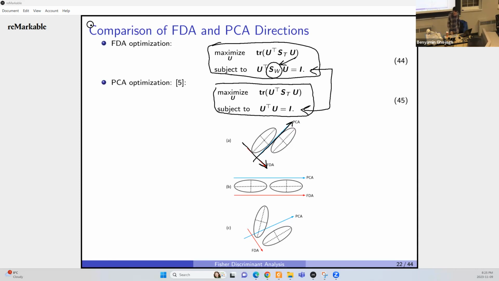In figure B, interestingly, they become equivalent to each other. This is the direction of variance of data. At the same time, this is the direction in which the classes are separated the most. Right? In figure C, they are neither equivalent nor perpendicular. Okay?